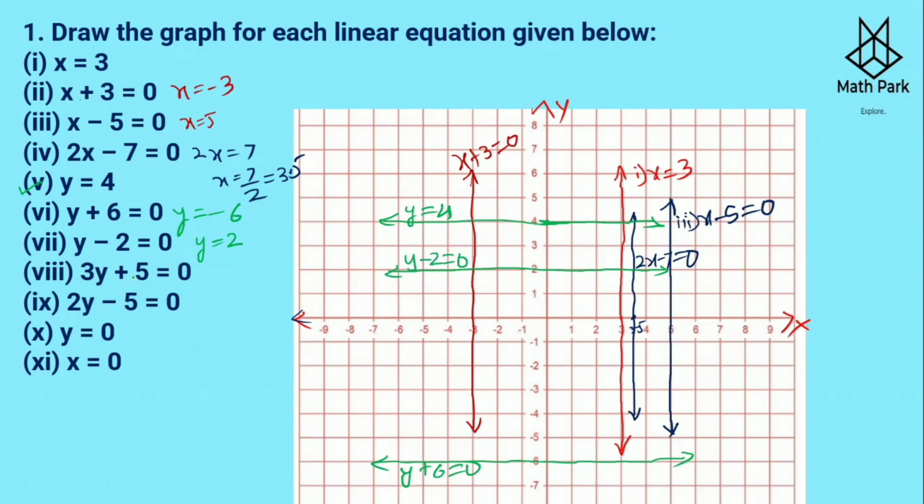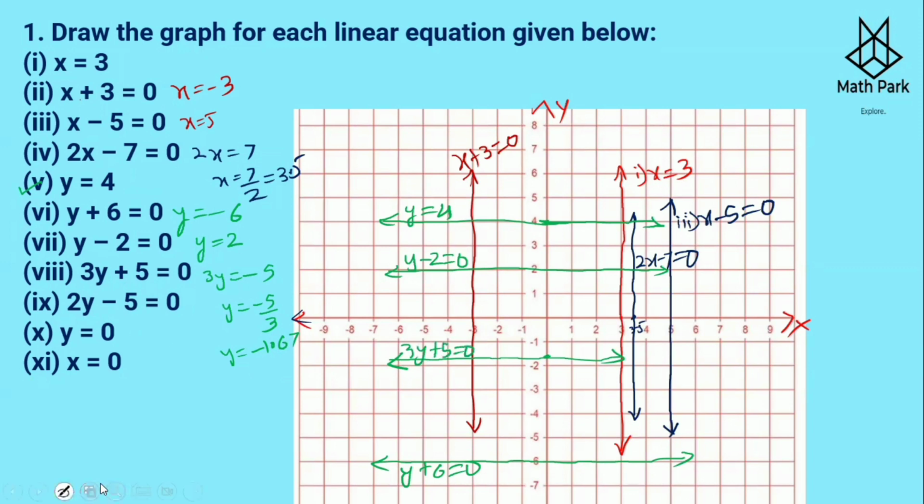And then it is 3y plus 5 is equal to 0. So you get 3y is equal to minus 5, or y is equal to minus 5 by 3. So this line is y is equal to minus 1.66, approximately minus 1.67. So y is equal to minus 1.67 is somewhere over here. 5 by 3 is 1.67, so this is the line, the equation 3y plus 5 is equal to 0.